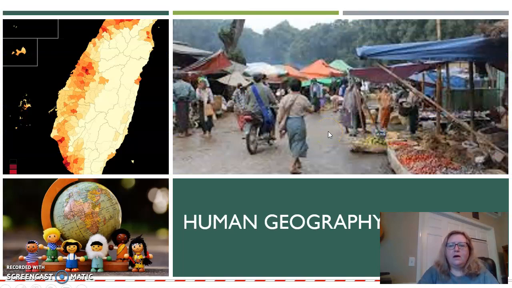Human geography. Here we've got varying pictures: in the right-hand corner, a market in Asia. We can look at population density on the top left corner, with the darker being more populated areas. Also, at the bottom left, there are little toys from around the world. And of course, a beautiful little globe. So human geography looks at all of these different aspects, cultural, that divide and unite us.